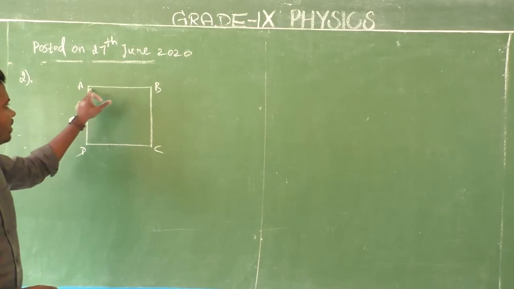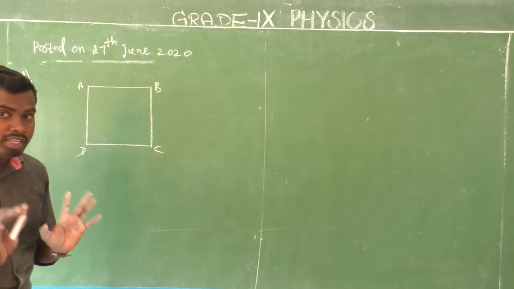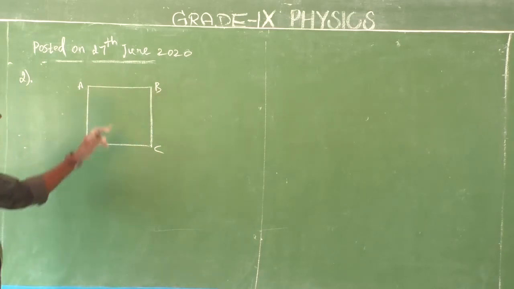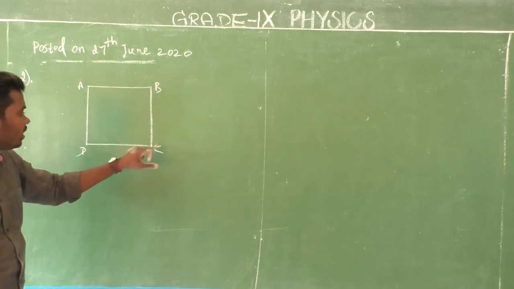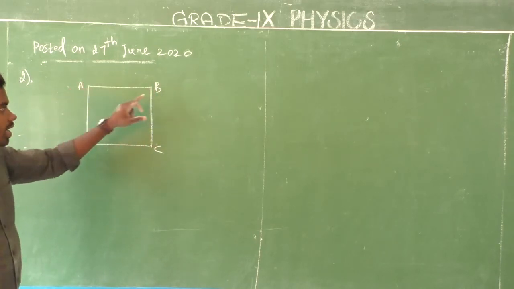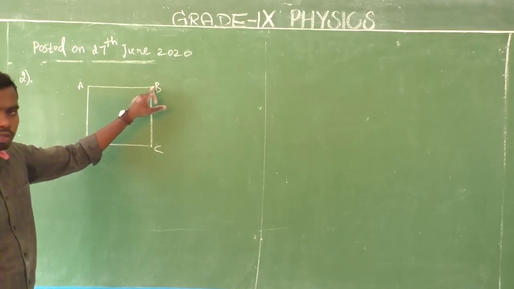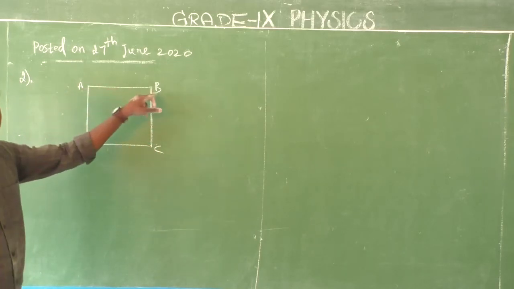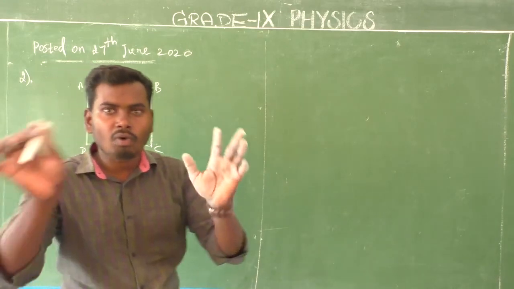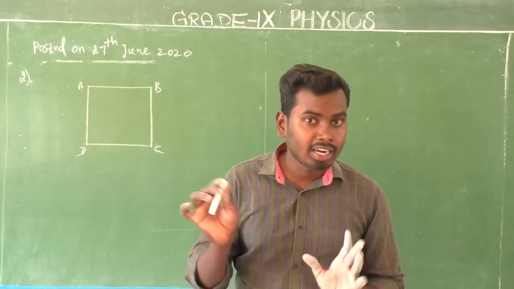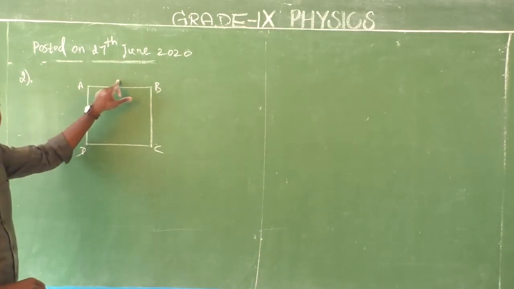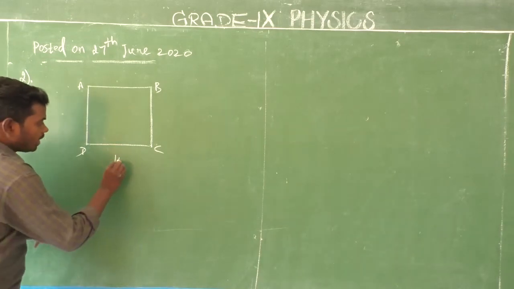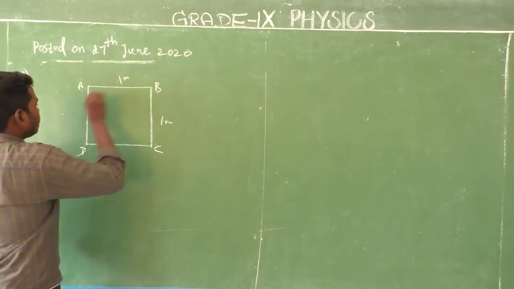In a square, the lengths of all sides are equal. Am I right? It's very very simple. Which means the length of AB is equal to BC, CD and DA. So in a square, the lengths of all sides are equal. Is it clear? So if it is 2 meter, that is also 2 meter, this is also 2 meter, and that is also 2 meter. If it is 1 meter, this side will be 1 meter, this is 1 meter, and that is 1 meter.